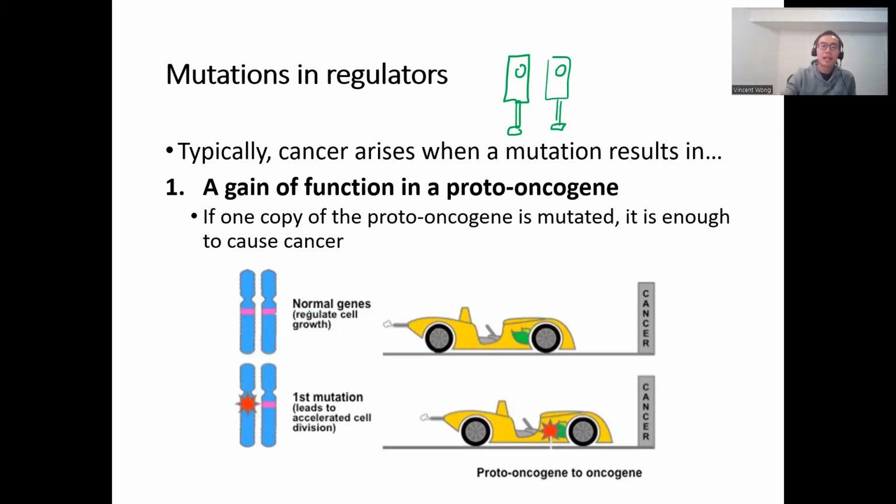However, with the gain of function mutation, right, it's permanently on. One of them is permanently on, and that's enough to cause trouble, right? Because if one of them is always on, it doesn't matter the other one is functioning. Your cell is not looking at the other one. It's looking at this one that's like always green. It's like, hey, let's go, let's divide, right? Let's not stop. And so that's why only one mutation is enough to cause cancer for proto-oncogene.